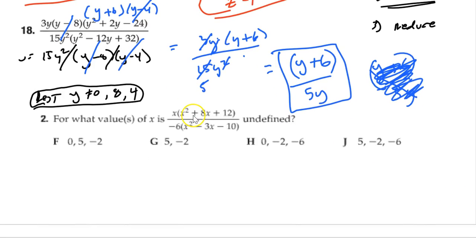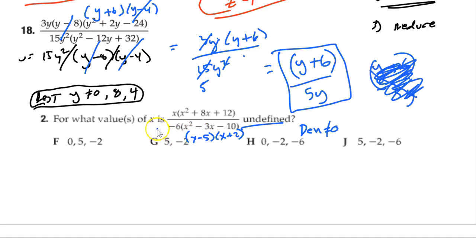Next one. So this is a multiple choice. All they want to know is when does it become undefined. So remember, that's when the denominator equals 0. Or doesn't equal 0, actually. Let's worry about that. So first, let's factor this. Two things that multiply to get 10, but I have to get negative 3, so different signs. x minus 5, x plus 2.